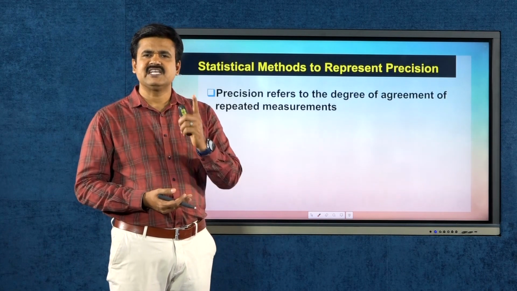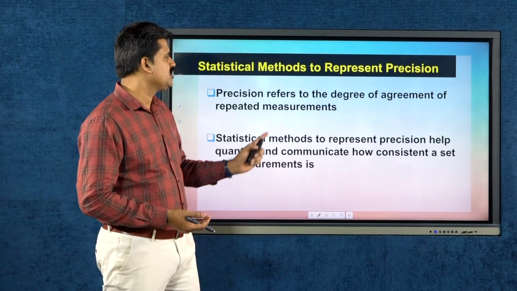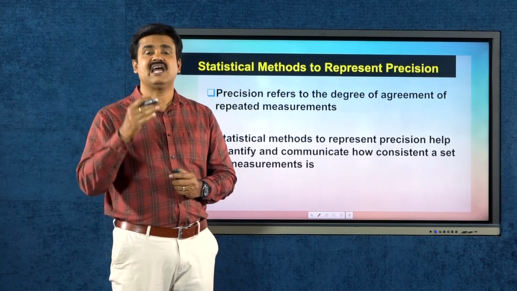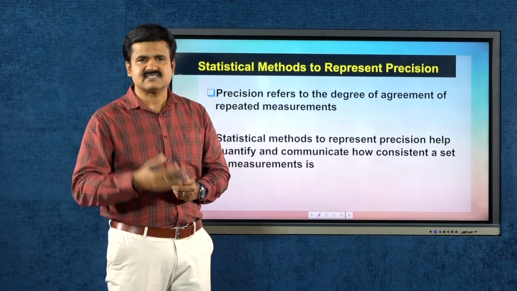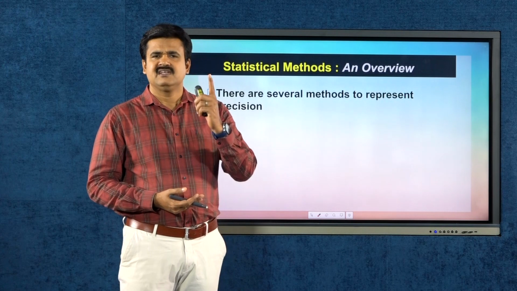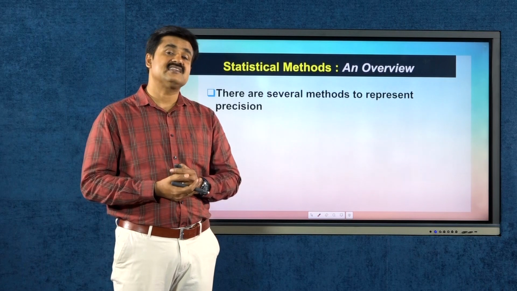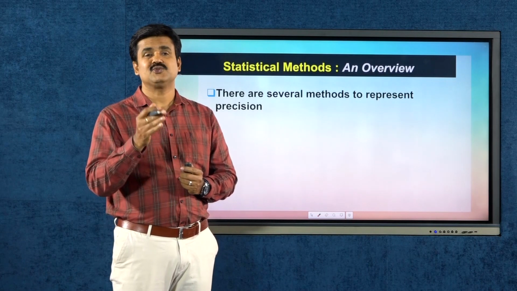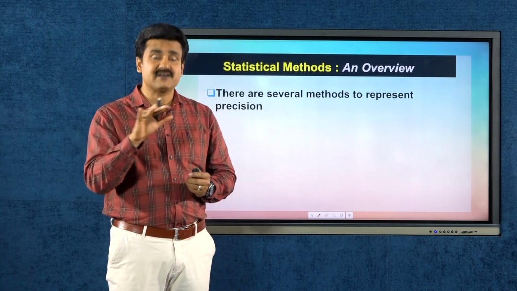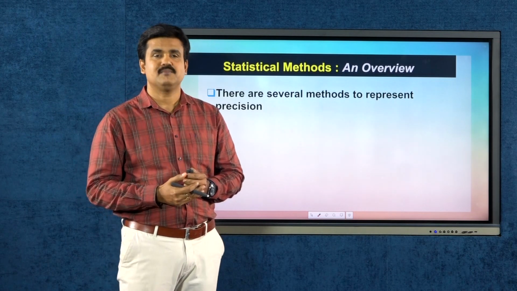Precision refers to the degree of agreement in repeated measurements. Statistical methods to represent precision help to quantify and communicate how consistent a set of measurements is. Now we are having an overview of various statistical methods which are used to represent precision.